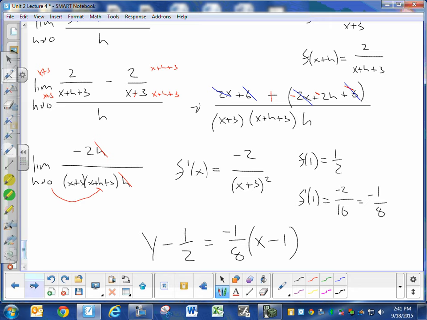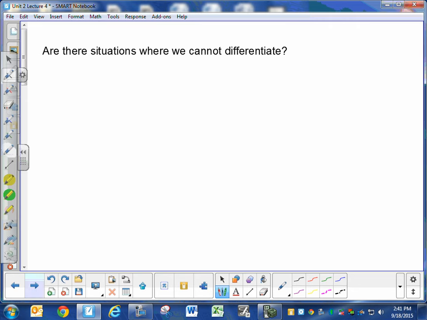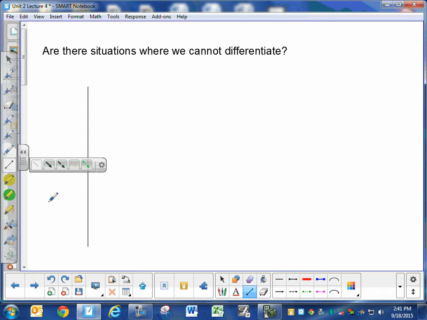Great. Now, one thing we need to talk about is, are there situations when we cannot differentiate? Yeah. And like other situations where tangent slopes do not exist. And you should just think about this graphically. And I'll just show you graphically. On what graphs could we not have a tangent slope?